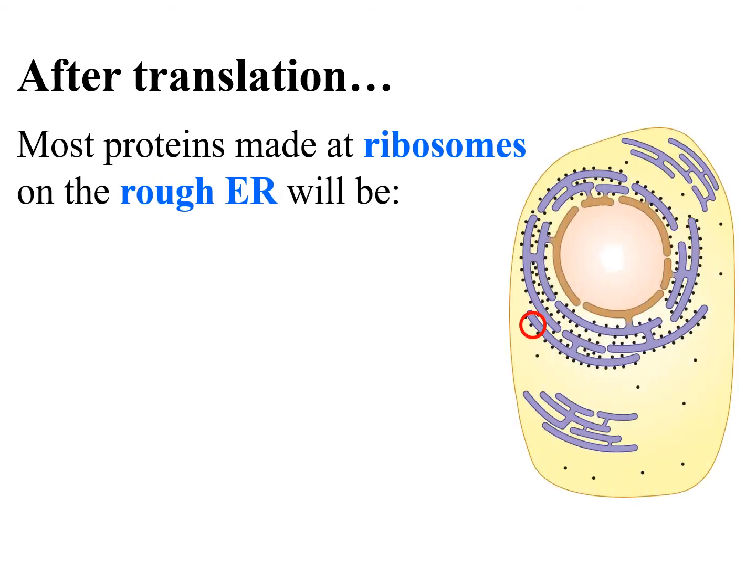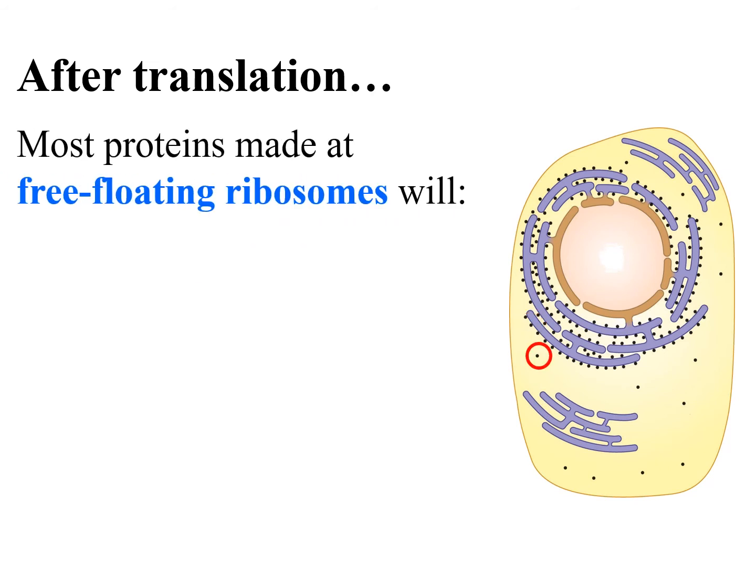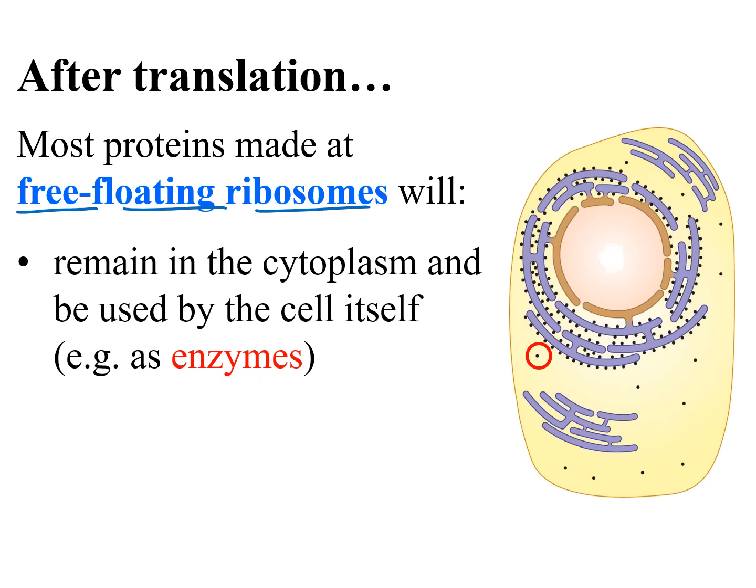The proteins that are made at the ribosomes on the rough ER are usually rather big, so they will be secreted as digestive enzymes outside the cell, or they will be embedded on the cell membrane, such as the carrier protein. They are rather big in size. The proteins produced by the free-floating ribosomes are rather small and they will remain in the cytoplasm and be used by the cell itself, such as some internal-use enzymes.